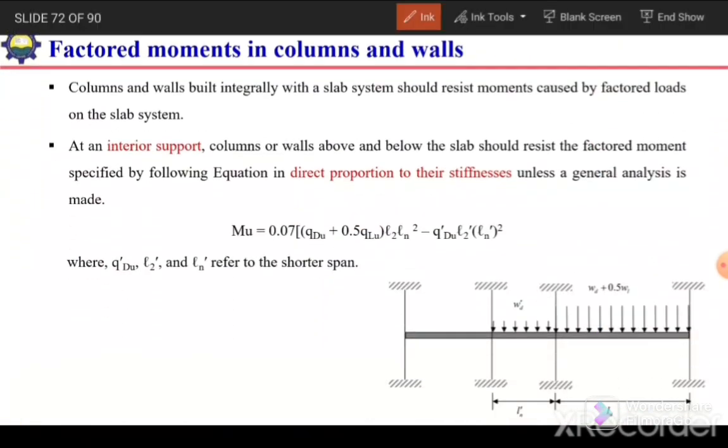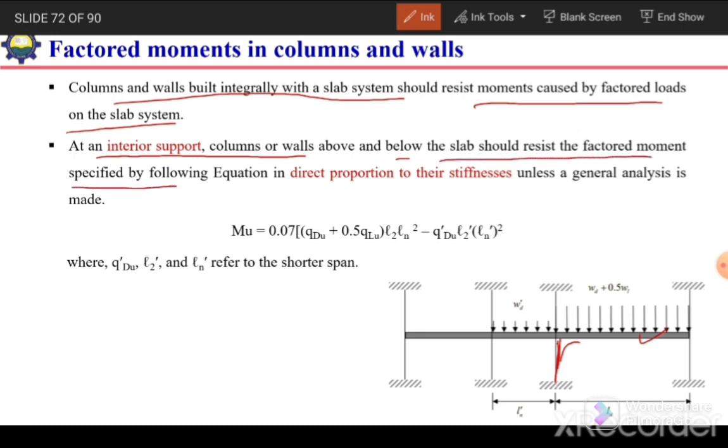Next is factored moment in the column and wall. So columns and walls built integrally with the slab system should resist moment caused by the factored loads on the slab. So the bending moment of the slab will be transferred to the column or the wall supporting that beam if that column or wall is integrally built with the slab system. So for interior columns or walls above and below, the slab should resist the factored moment specified by the following equation. So we will calculate the value of moment transferred from the slab to the column in case of interior columns.